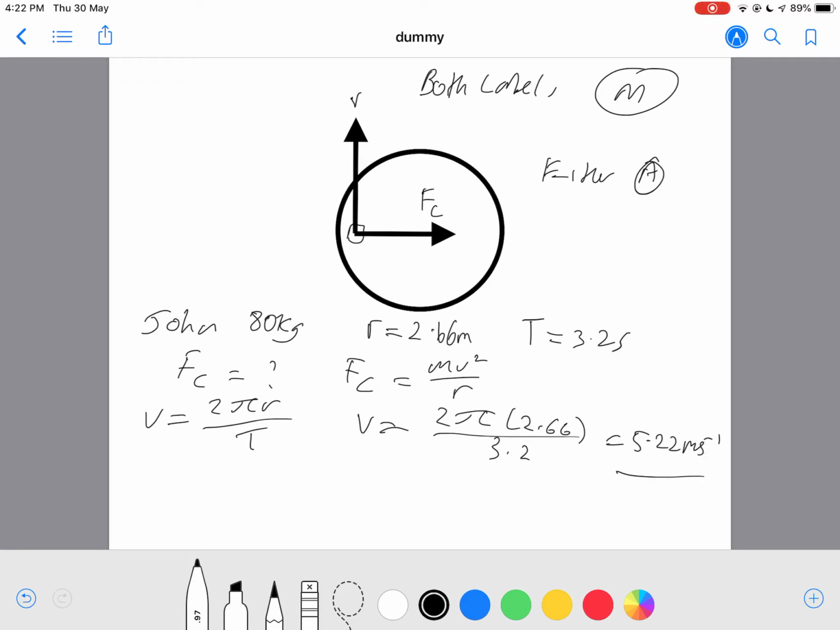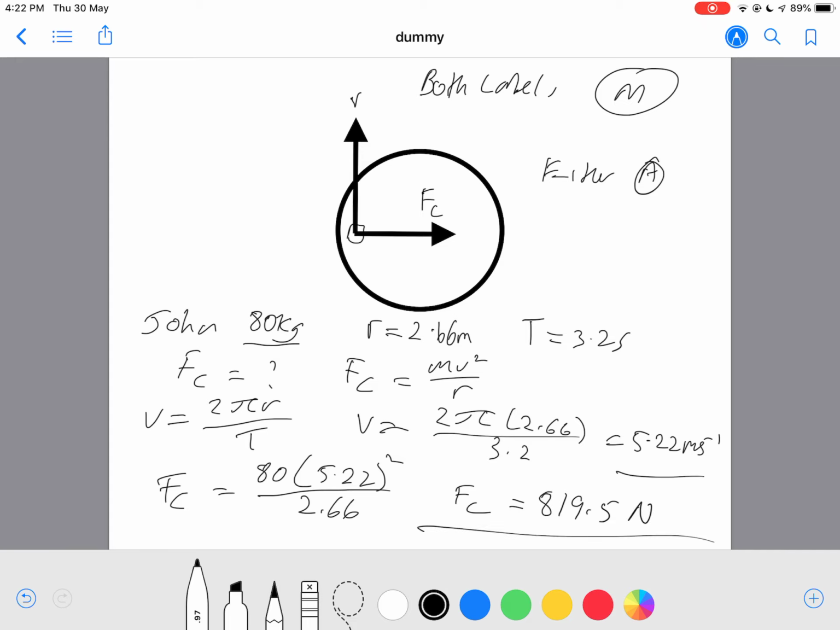Now we have the velocity, we can plug it into the FC formula. FC equals mass, so the mass of John is 80 kilograms, multiplied by 5.22 squared, divided by the radius, which is 2.66. If you plug that into your calculator, you should get 819.5. So you should get FC equals 819.5 newtons. That should be your final answer right here. And getting all the way to the correct answer will get you an excellence grade.